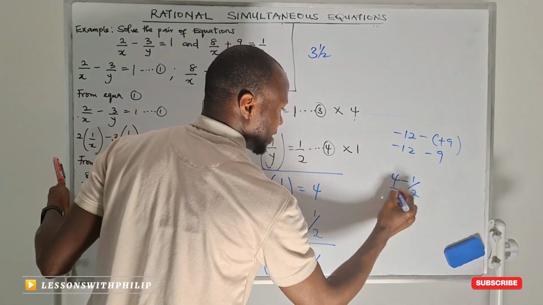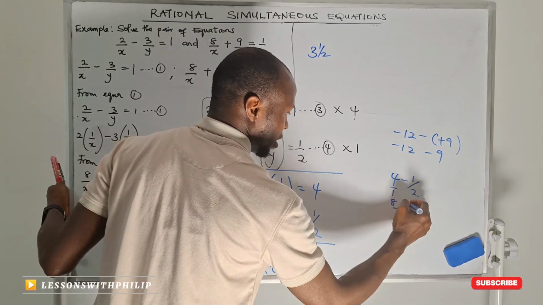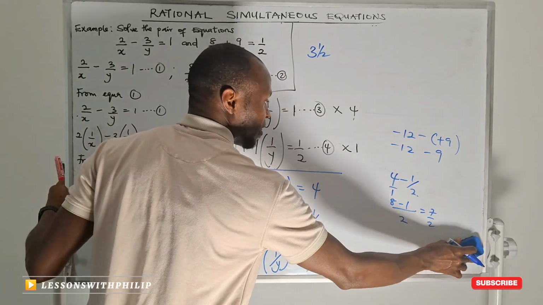If you find this, that is 2. That is 8 minus 1, 1 times 1 is 1. That is 7 over 2, which is what I've written here.